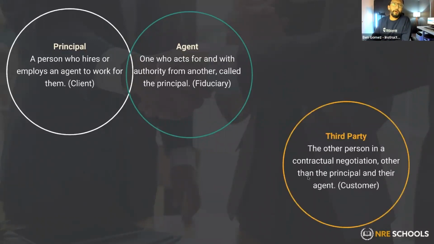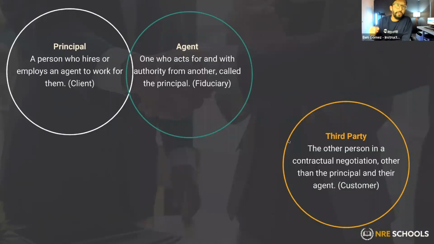There is a third party involved in this, and that's Eugene. Eugene, you're at the top of my screen right next to me, so you have an easy name to say. I'm going to use you for this example. Eugene is the third party, the other person in a contractual negotiation other than the principal and their agent. This here is me. Principal is Carla. Third party, the customer, the buyer, that's Eugene.